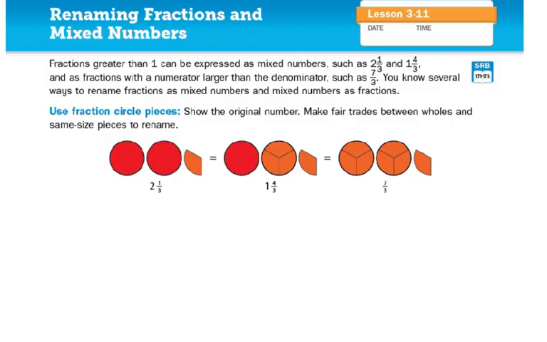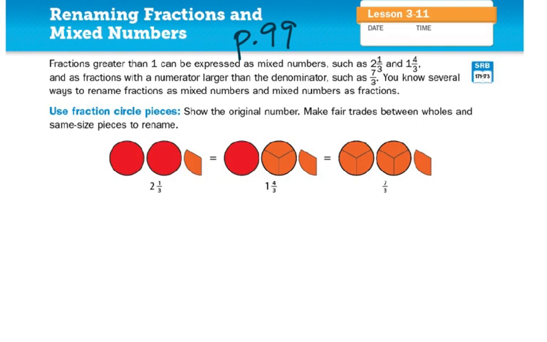Let's try another one. Actually, let's go right into our math journal. We're going to go ahead and move to page 99. It says renaming fractions and mixed numbers. Fractions greater than 1 can be expressed as mixed numbers, such as 2 1/3 and 1 4/3. And as fractions with a numerator larger than the denominator, such as 7/3.